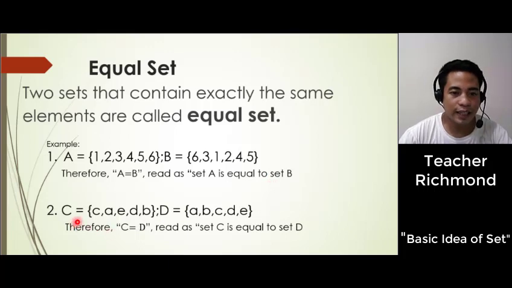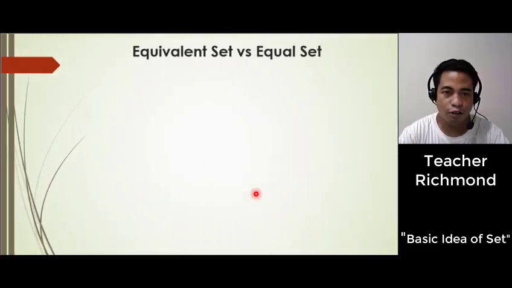Next, set C and set D. If you are asked whether they are equal sets, all you need to do is take a look at every element of that set. If all elements in set C are present in set D and all the elements in set D are present in set C, therefore set C is equal to set D. Okay? So, look at this.